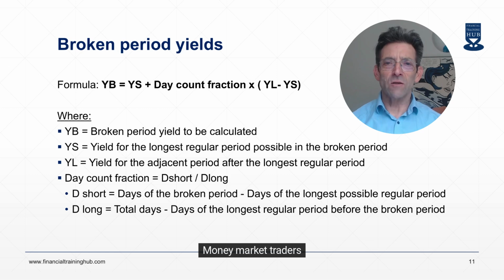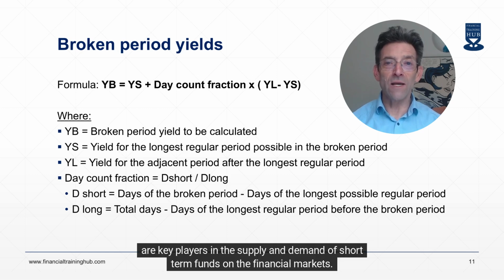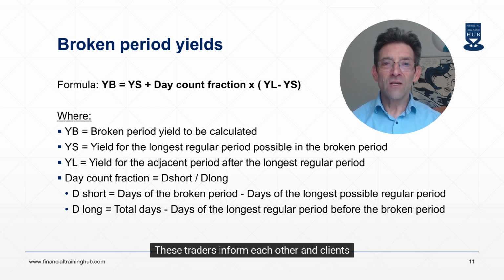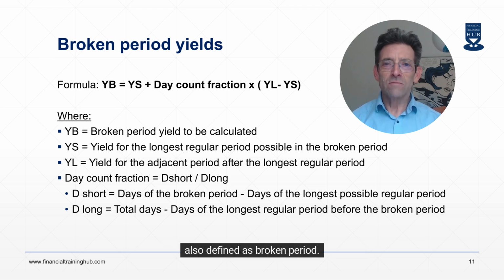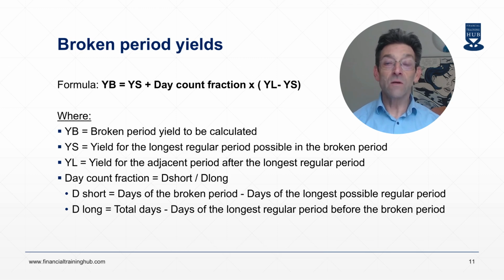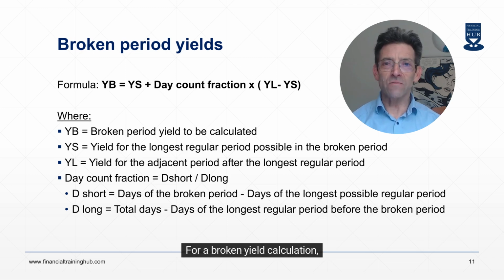Money market traders are key players in the supply and demand of short-term funds on the financial markets. These traders inform each other and clients by quoting bid and offer yield for regular periods. Beside yields for regular periods, transactions can also be done for a non-regular period, also defined as broken period. The yields for regular periods are used to calculate yields of broken period. For a broken yield calculation, the following formula can be used.